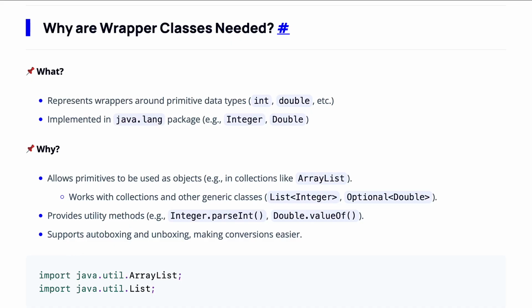In this step, we talked about why wrapper classes are needed. They allow primitives to be used as objects, and they provide a number of utility methods.